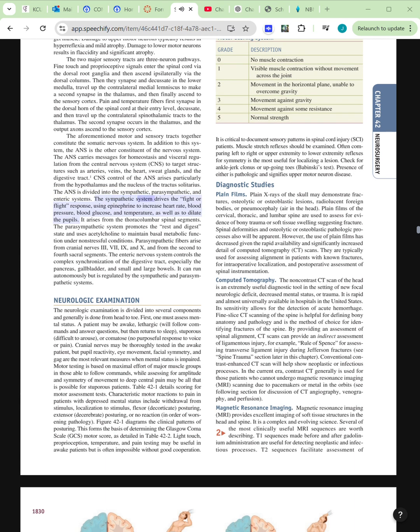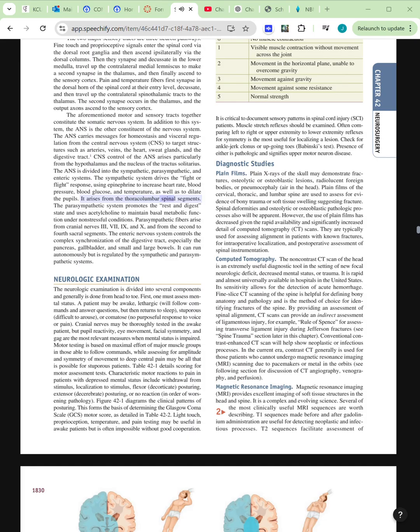The sympathetic system drives the fight-or-flight response, using epinephrine to increase heart rate, blood pressure, blood glucose, and temperature, as well as to dilate the pupils. It arises from the thoracolumbar spinal segments.